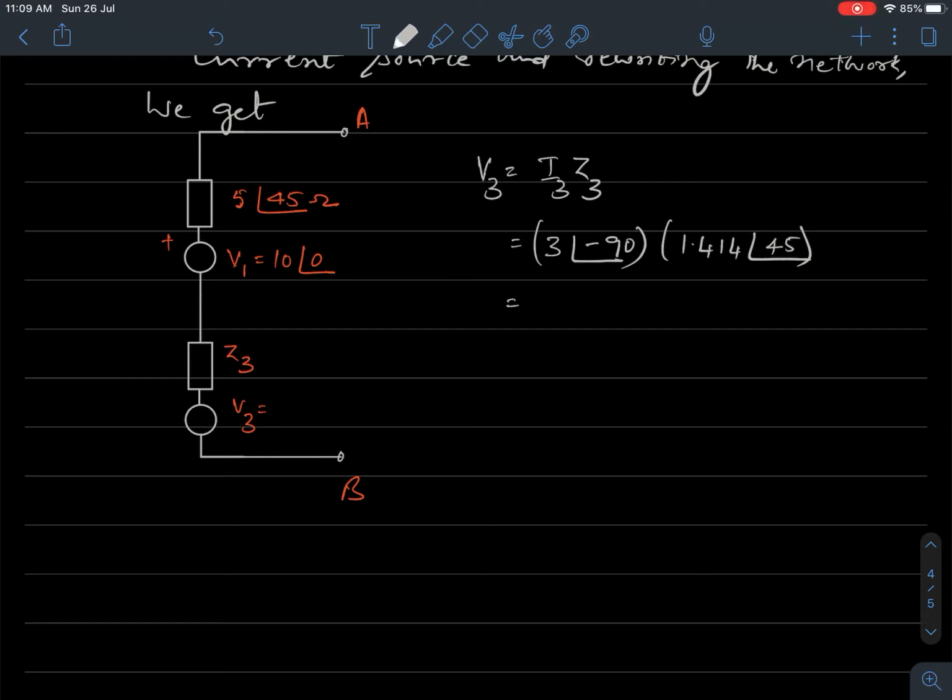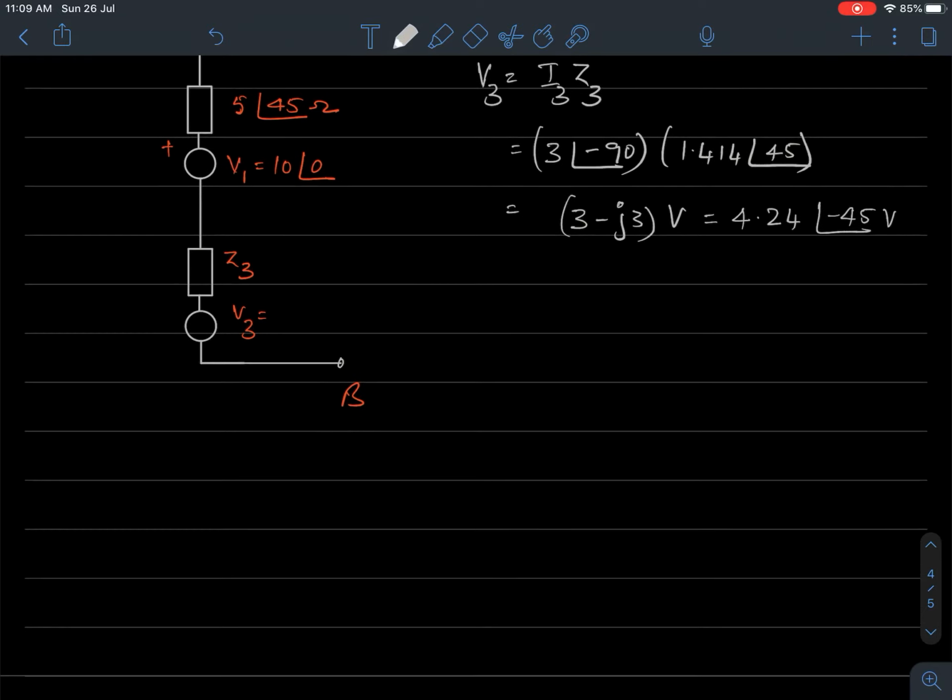This will come out to be equal to my V3. Normally most of the calculators give the result in rectangular, right? So I will write it in rectangular first. The rectangular form, you will get it as 3 minus j3 volt. On conversion to polar, you will get it as 4.24 at an angle minus 45. Okay, that is my V3.